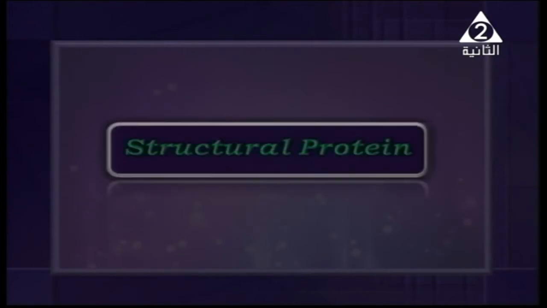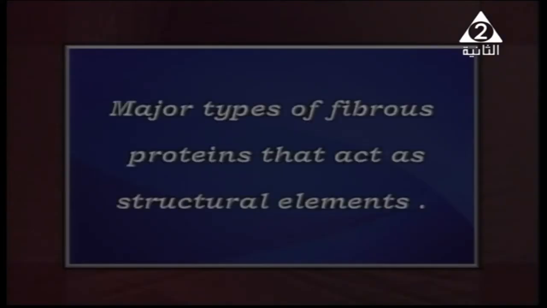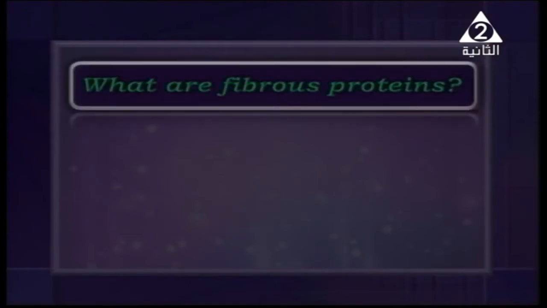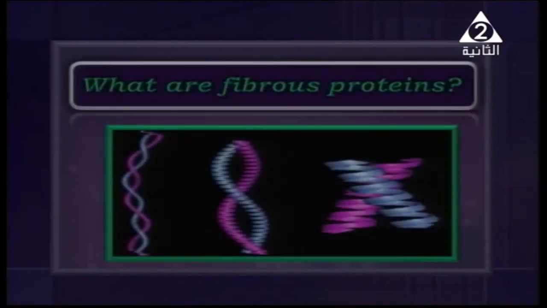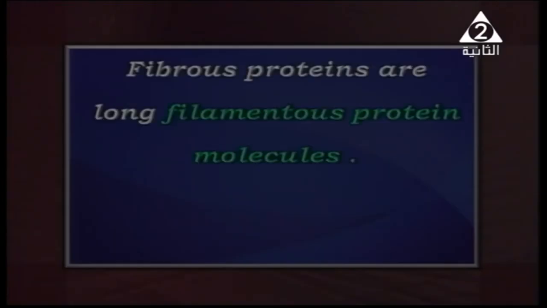And we are going to talk about structural protein. We have different examples of structural protein. We should know first the major types of fibrous proteins that act as structural elements. Do you know the meaning of fibrous protein? We are going to know. This figure represents the shape of fibrous proteins, and they are long filamentous protein molecules.